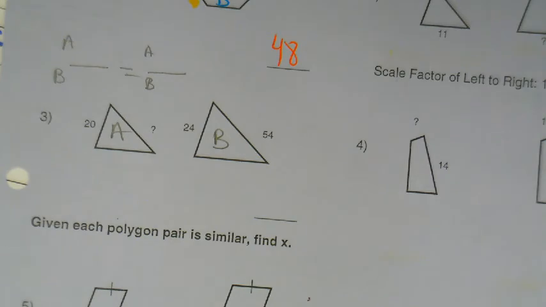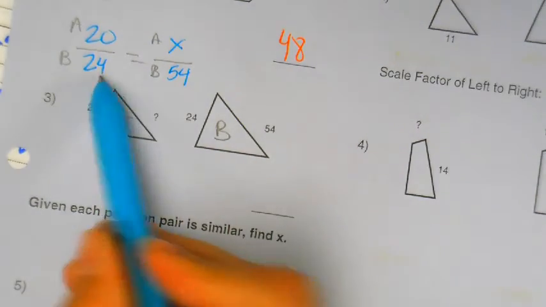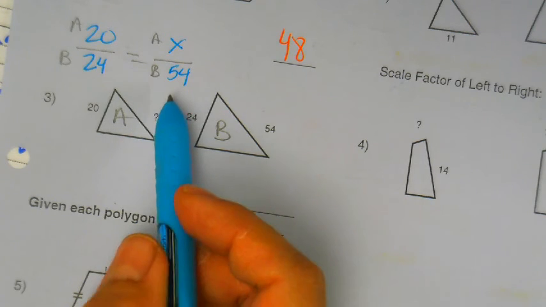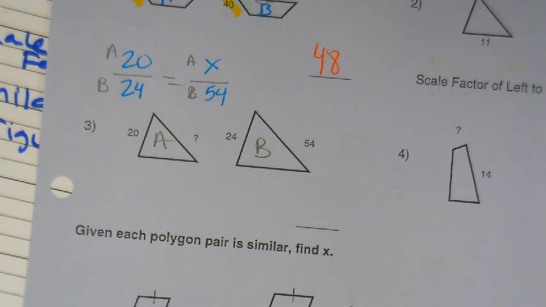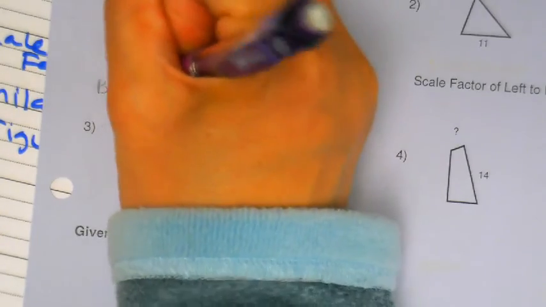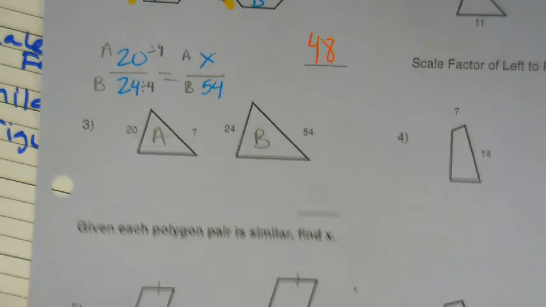54. Okay, so 20, 24, x over 54? Okay, is there a relationship between 24 and 54? No. Simplify. So when there's no relationship, simplify it. What can I simplify 20 and 24 by? Four. Two works, four is better. Always pick bigger numbers. So divide this by four, divide this by four. Five and six, love it.